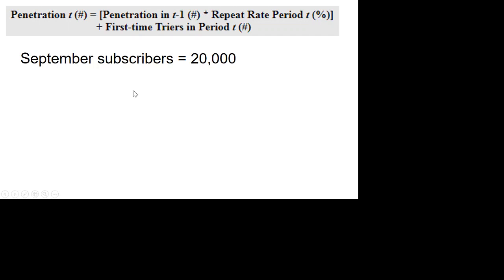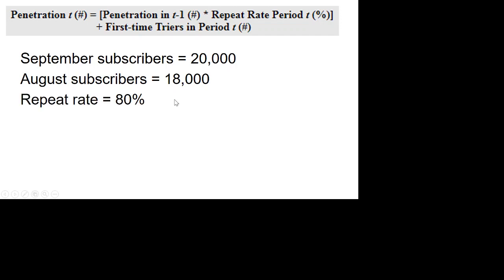Okay, another example. September. Just moving on down the line here, six or seven months. In September you had 20,000 subscribers. In August, the previous month, you had 18,000 subscribers. And you have that same repeat rate of 80%. The question now is, how many customers were first-time triers in September? Basically, I'm giving you different numbers, and you have to work backwards.